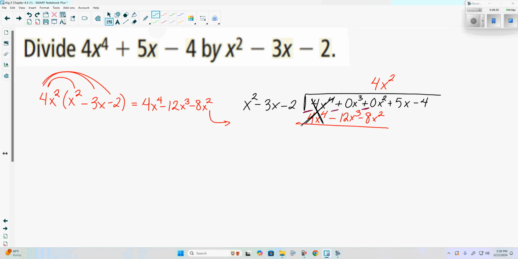0x cubed minus negative 12x cubed. Well, the negative would make a plus. So 0x cubed plus 12x cubed. 0 plus 12 is 12x cubed. 0x squared minus negative 8x squared. 0 minus negative 8, the negative and negative make a plus. So 0 plus 8 is plus 8x squared.